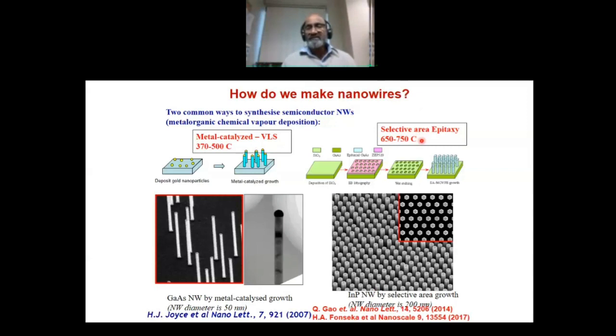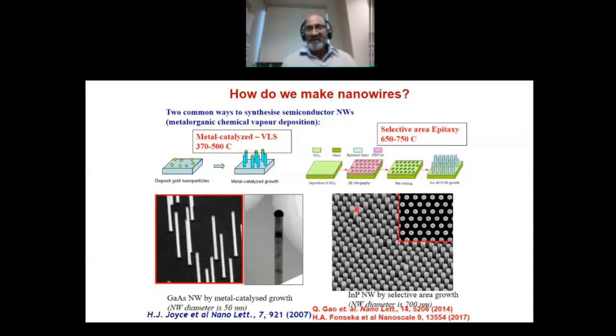In the case of the alternative technique called selective epitaxy, we don't use any metal nanoparticles. We take an indium phosphide substrate, for example, deposit some silicon dioxide using plasma-enhanced chemical vapor deposition, put some photoresist, and then use an electron beam lithography system to write the right patterns of dots, and then create holes and transfer those holes through the silicon dioxide, so that everywhere else is coated with silicon dioxide, and in the holes, indium phosphide is exposed. Then you put this into a MOCVD reactor, heat it to somewhere between 650 to 750 degrees Celsius, and introduce the gases needed for the growth of indium phosphide, in this case trimethyl indium and phosphine. These gases dissociate at these temperatures, and then they start growing beautiful nanowires.